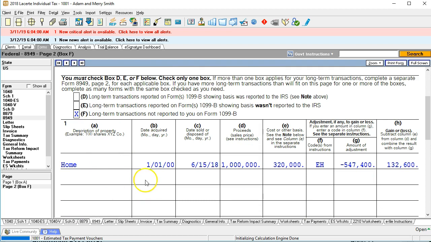We've got the date acquired. We're going to say it's in 2000. We've got the date sold. It's going to be sometime in the current year, of course, because we sold it in the current year. We're saying 2018. Proceeds, and then the basis. And then we have the amount of adjustments. And the amount of adjustments is a little bit confusing.